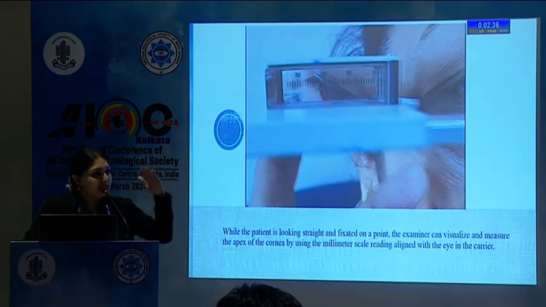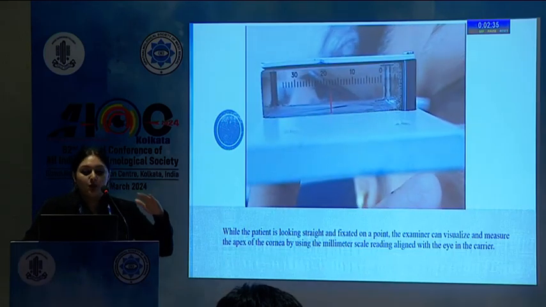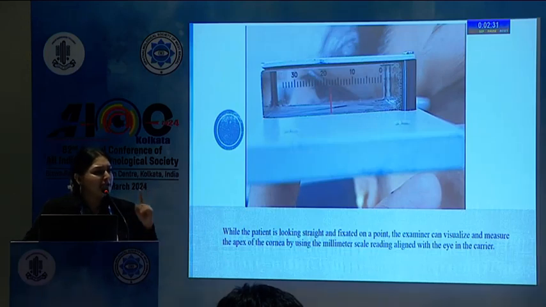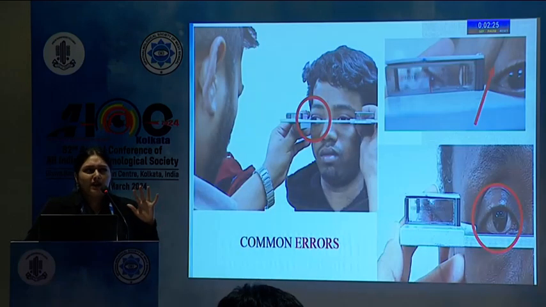Okay, so at the same level as the patient, we ask the patient to look straight. We try to minimize the parallax by joining these 2 lines. We see where the mirror image of the corneal apex is lying. Okay, what can I do wrong?